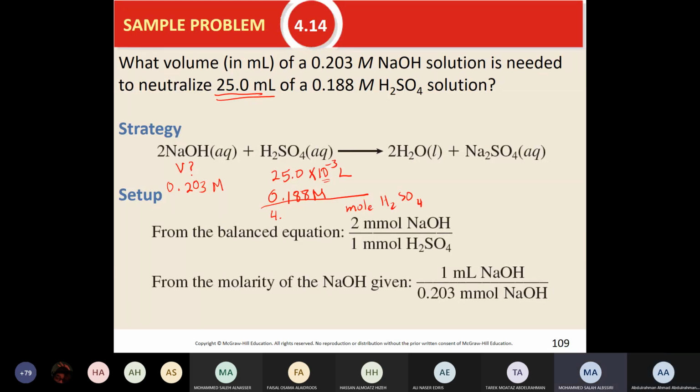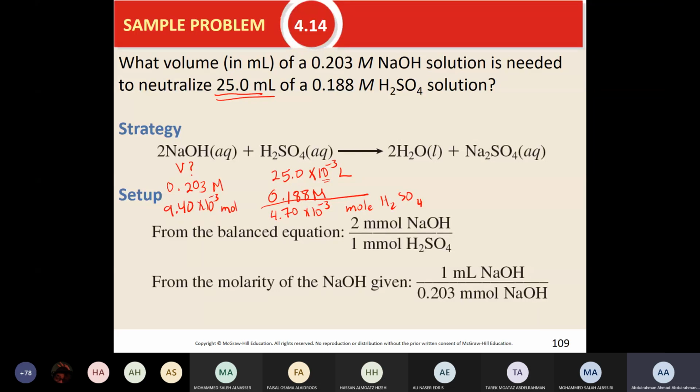...7 times 10 to the power minus 3. Mole, exactly. Mole is 2, so 4. How many moles of NaOH do I need to react with it? Multiply by 2. 9.40 times 10 to the power minus 3 mole.